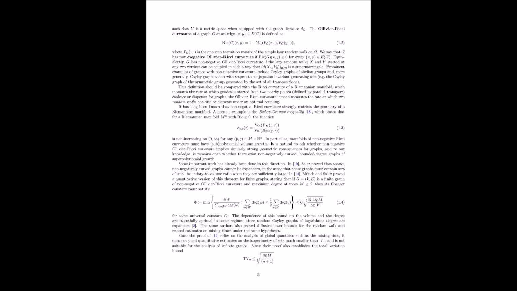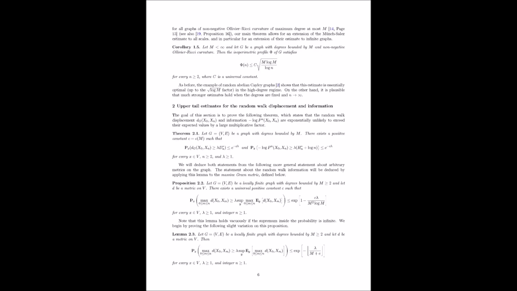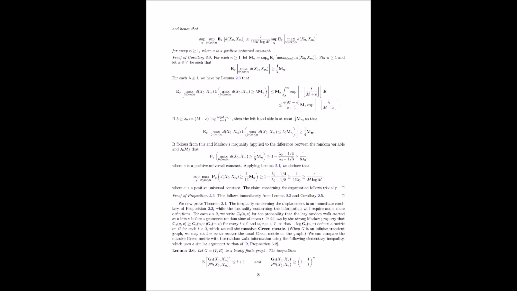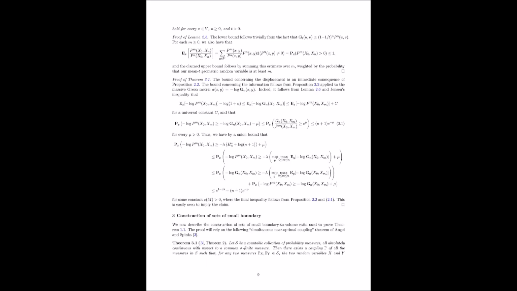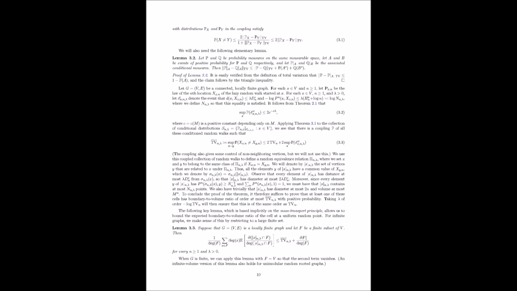So here's the ingenious part. The authors use this coupling to define a random equivalence relation on the vertices of the graph. Basically, if two random walks under this coupling end up at the same point after n steps, we say their starting vertices belong to the same equivalence class. So we're grouping together vertices based on where their coupled random walks end up. It's like saying all the dancers who finish in a certain spot on the stage belong to the same group, regardless of where they started. That's a great way to put it.